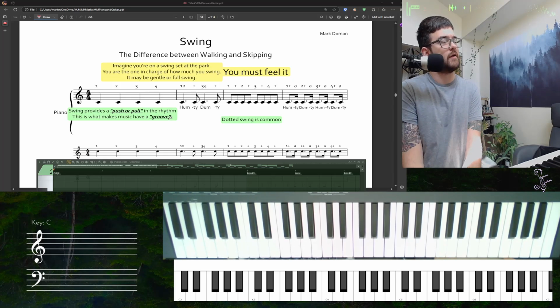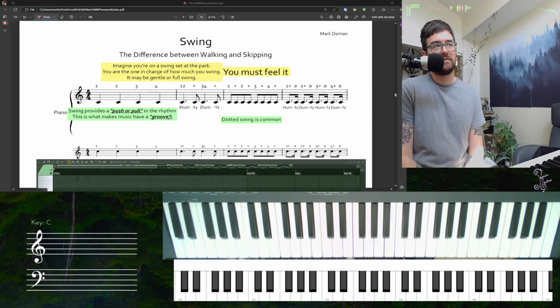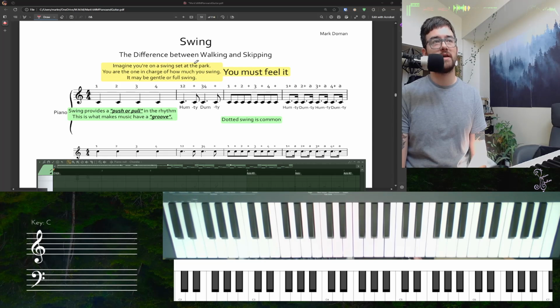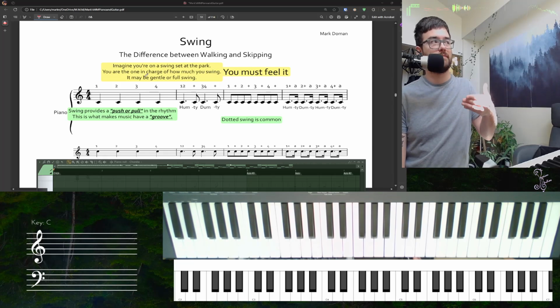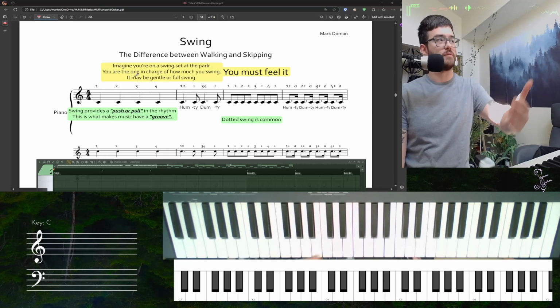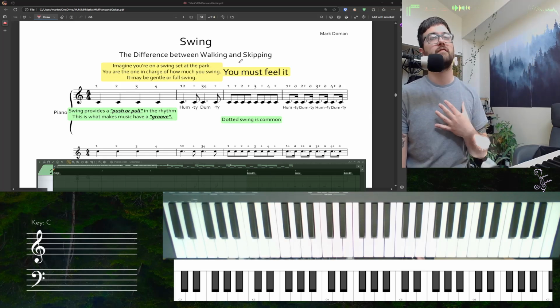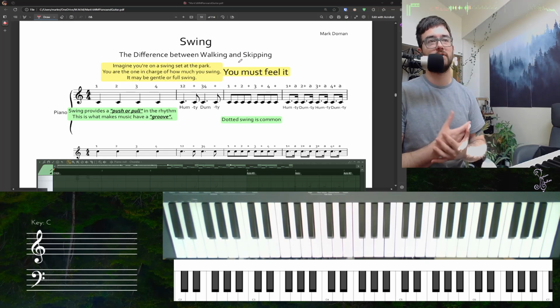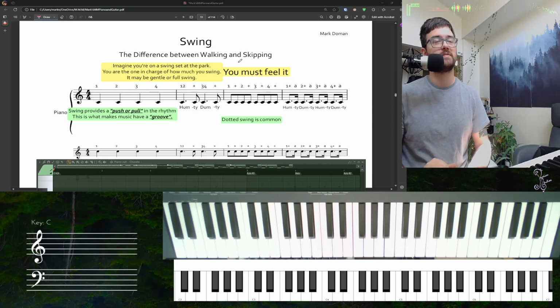So I don't expect an instant mastery of this concept. These are hard, but this is a good analogy right here. Imagine you're on a swing set at a park. You're the one in charge of how much you swing. It may be gentle or maybe full swing, right? That's up to you. You must feel it though. So if you're not practicing these rhythms, not contemplating these rhythms, how they're different than each other, how they're similar, you're not going to get it yet. Okay, you got to spend time with it.